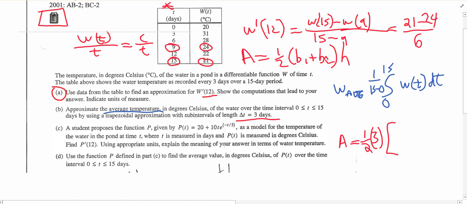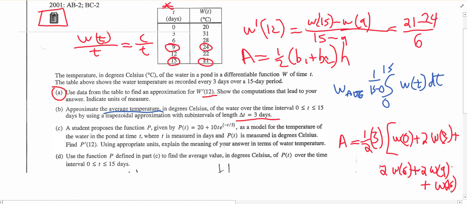function value W of 0 plus 2 times W of 3 plus 2 times the value at W of 6 plus 2 times W of 9, etc. until we get to 15, which we're just going to use that one time. I guess I should just write the other one too since I've already committed to it. Okay, and that's going to be that. All that stuff added together, multiplied by 3/2.